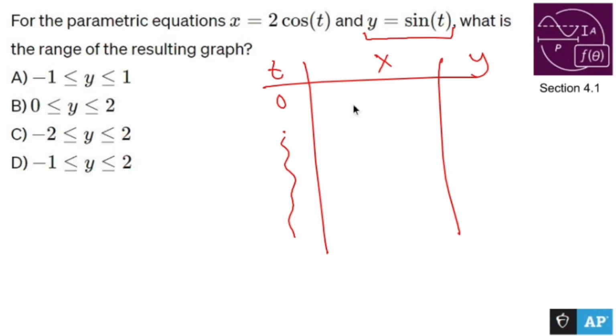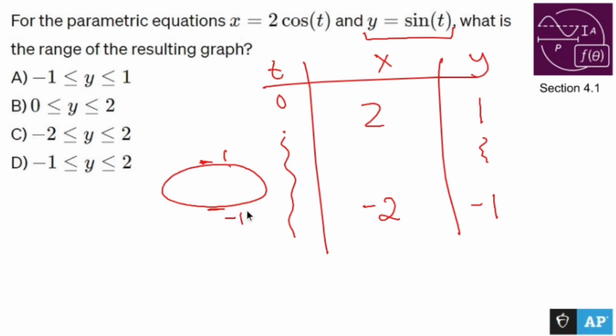So who cares what happens with t? Somewhere here, my largest y value is going to be 1, and my smallest y value is going to be negative 1. Similarly over here, not that it matters, my largest x value is going to be 2, and my smallest x value is going to be negative 2. So I know I'm going to have an ellipse that probably looks something like this. But what's most important is my range. And my range is going to peak out at 1 and bottom out at negative 1. So we see that this is an ellipse.